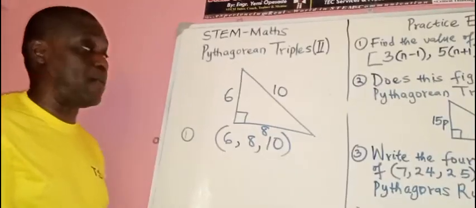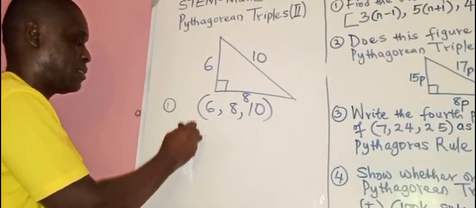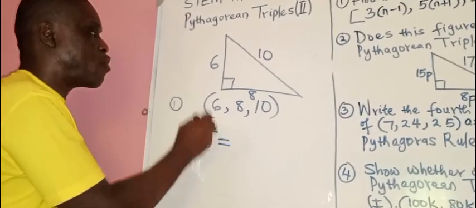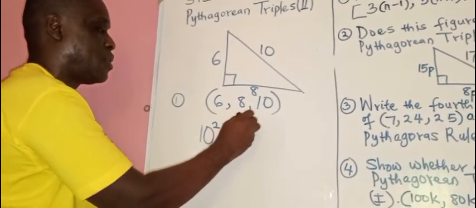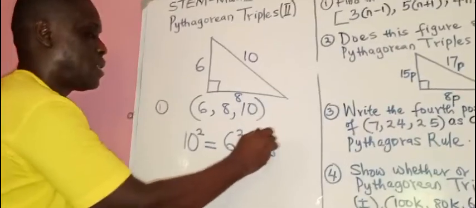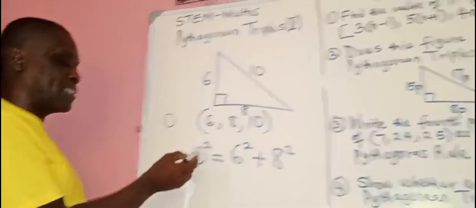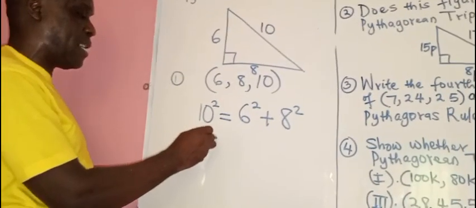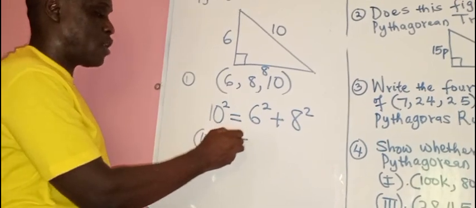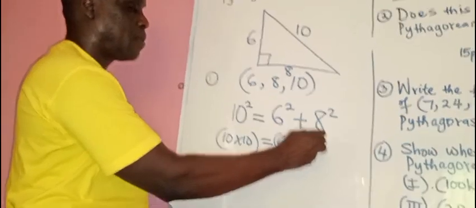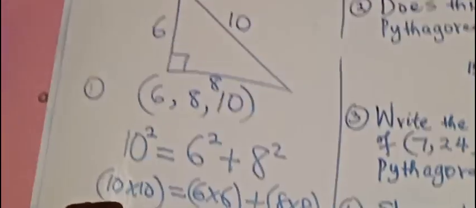So according to Pythagoras theorem, which one is the hypotenuse side? 10 squared must be equal to the sum of the squares of the other two sides. That is 6 squared plus 8 squared. Now, what is 10 squared? That is 10 times 10. That's 10 squared, 10 in 2 places, okay? Equals, what is 6 squared? 6 times 6. Plus, what is 8 squared? 8 times 8.